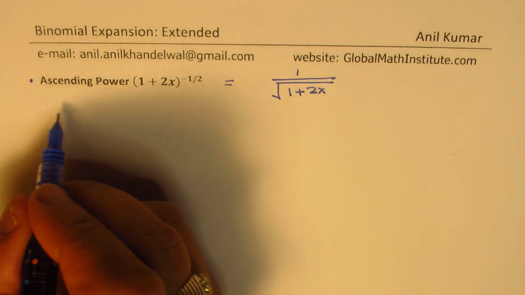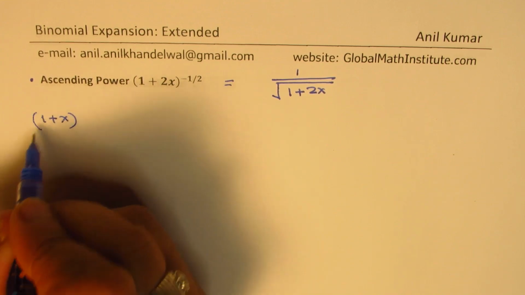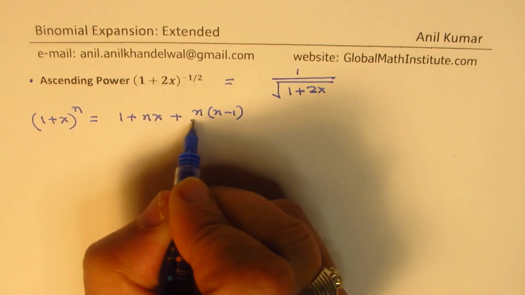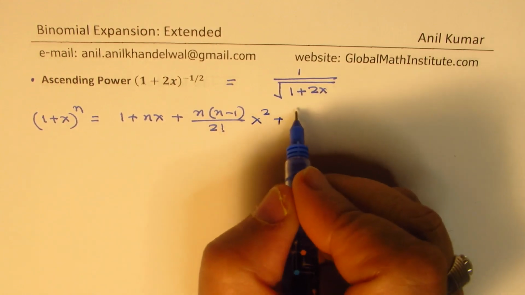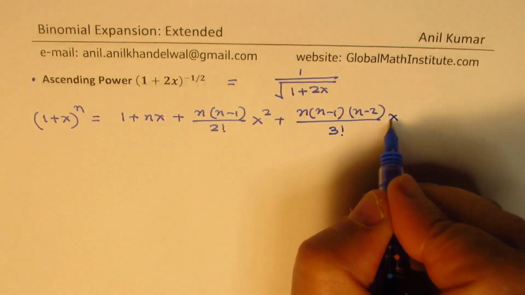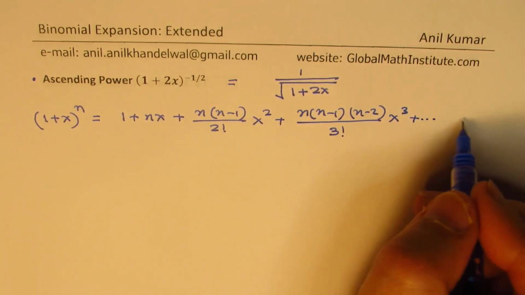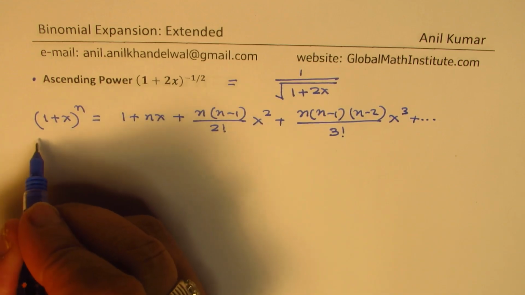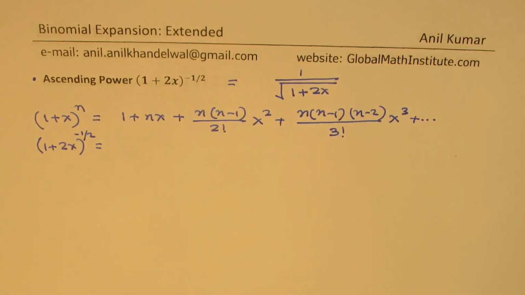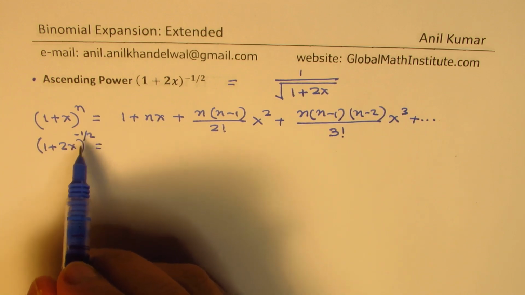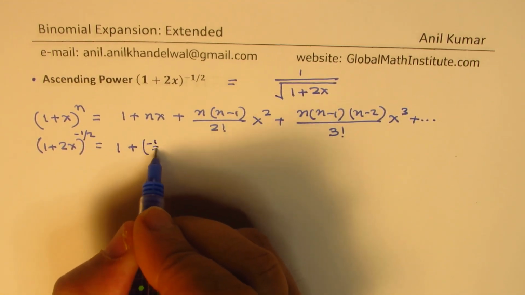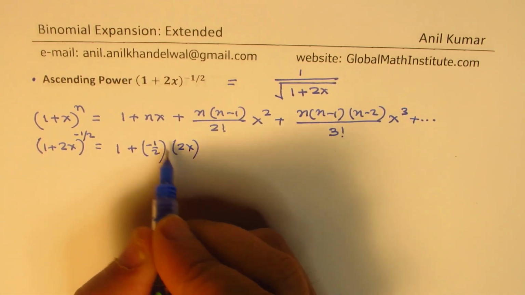So basically, we know the formula, which is 1 plus x to the power of n, can be written as 1 plus nx plus n times n minus 1 over 2 factorial x squared plus n times n minus 1 times n minus 2 over 3 factorial x cubed plus so on. Now these terms are very small, so we can just leave them. In our case, we have 1 plus 2x to the power of minus half. Do you see that? So we have minus half. So n will be replaced by minus half, and x will be replaced by 2x. Do you see that? So we get 1 plus, we have minus half here, and x will be replaced by 2x. So that becomes our second term.